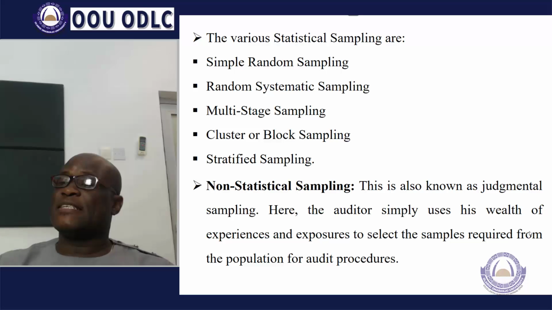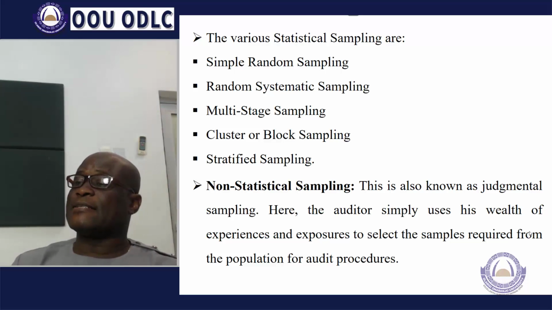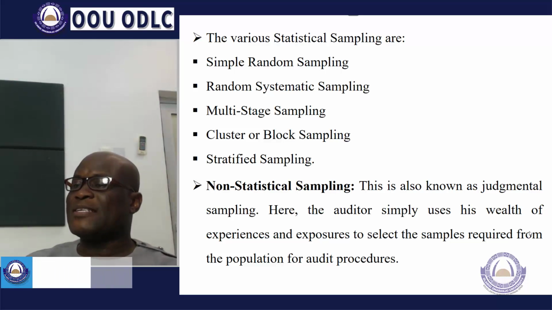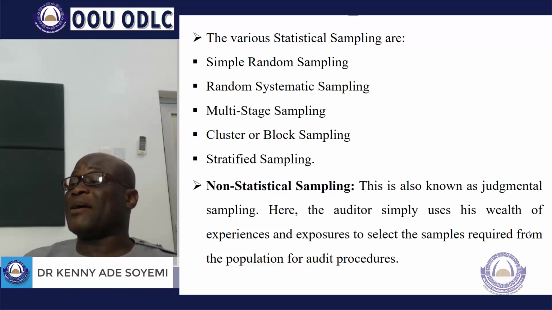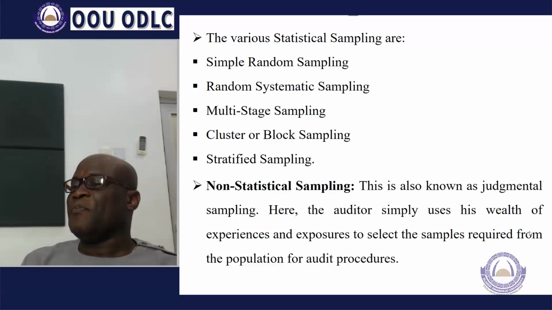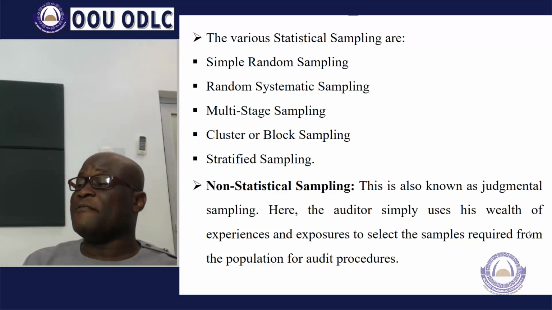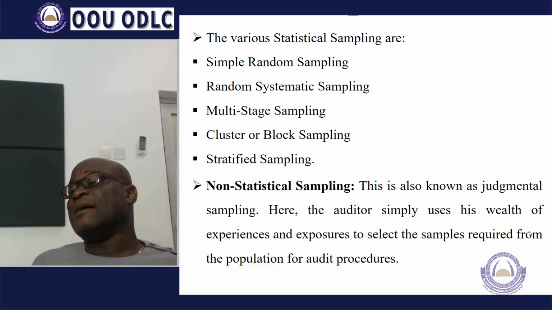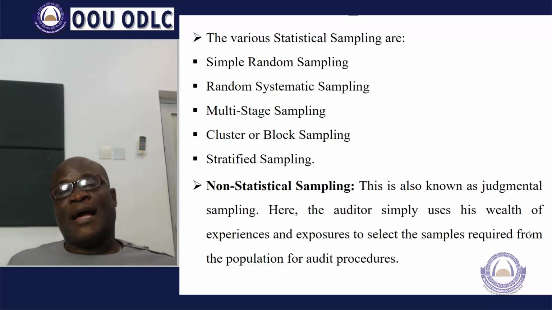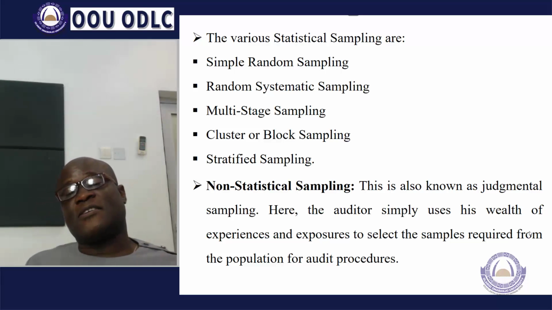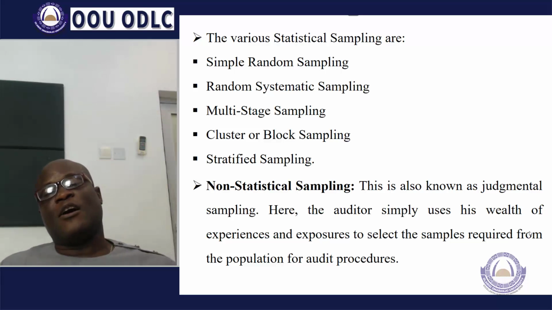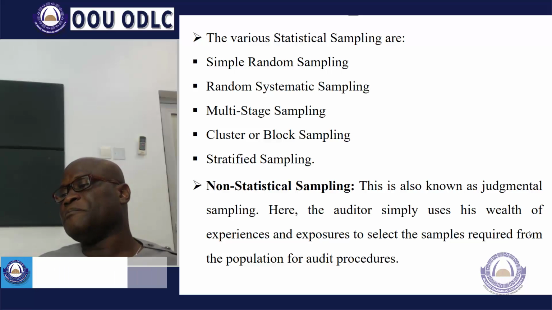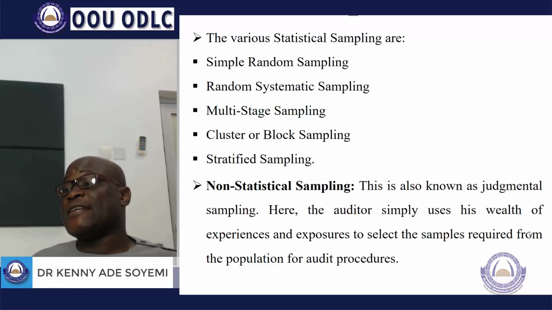Again, we have the multi-stage sampling, and this is used where the population is large, therefore making the simple random sampling ineffective or impracticable. This technique is usually carried out at 2 or more stages, with each stage reducing the sample until a final working sample is arrived at. Aside from multi-stage and the rest of them, we also have cluster, or what is referred to as block sampling, or also known as area sampling.